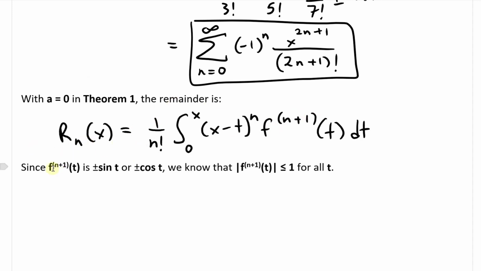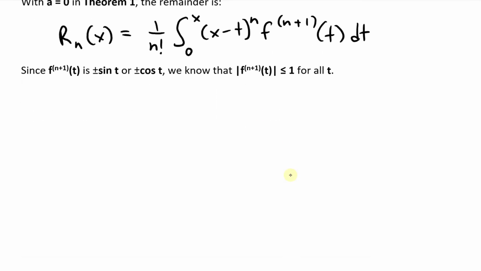So now since the n plus 1 derivative of t is always going to be just plus or minus sine of t, or plus or minus cosine of t, because remember our function f is f of x equals sine of x. So it's always going to be this. So then we know that the absolute value of this derivative is going to be less than or equal to 1 for all t. In other words, recall.